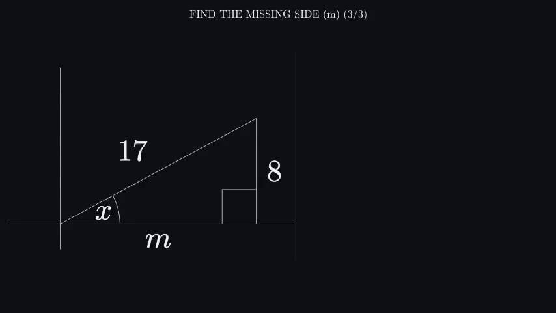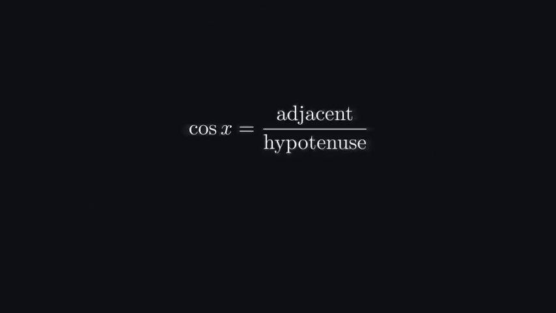Now consider this step. Find the missing side, m. Cos of x equals adjacent over hypotenuse. Cos of x equals 15 over 17.